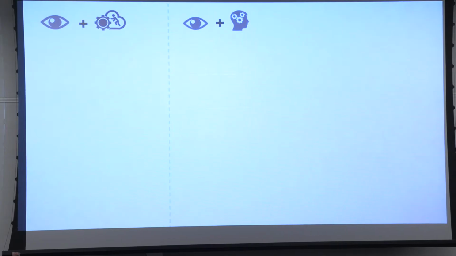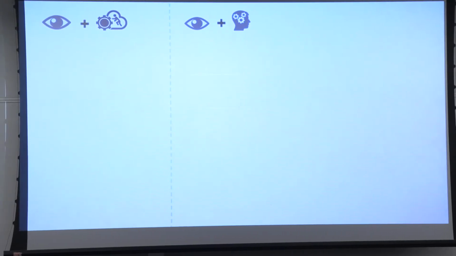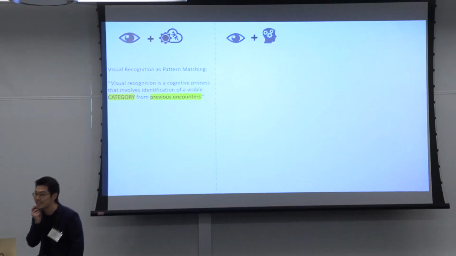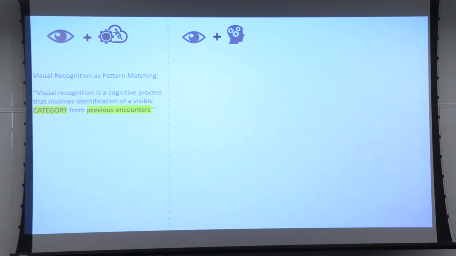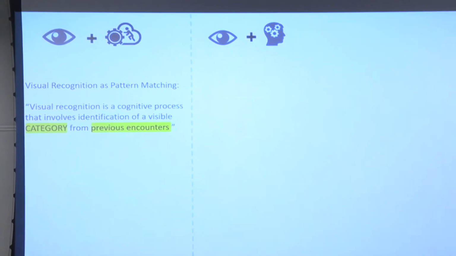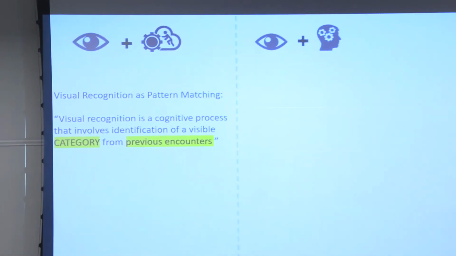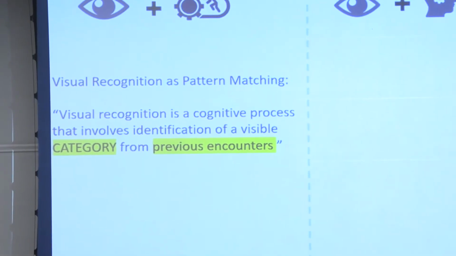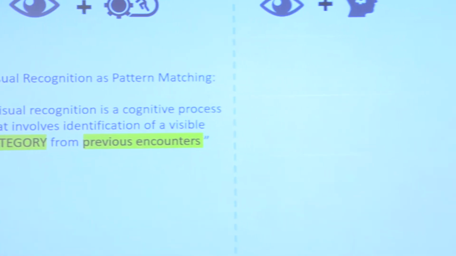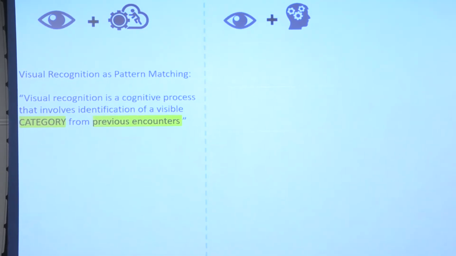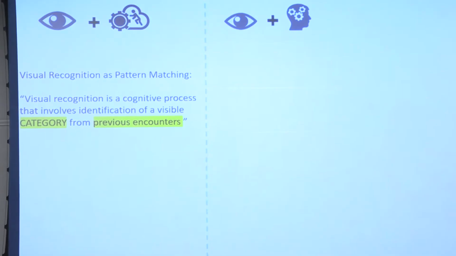That tracks back to the definition of visual recognition. Typically the community, especially the visual recognition and computer vision community, tends to define visual concept grounding as a pattern matching problem, right? So basically, it's still recognized as a cognitive process, but it involves identification of a visible category from previous encounters. Now, whenever you have previous encounters, annotated data, previous category means classes. So now you can equate visual recognition as a classification problem.